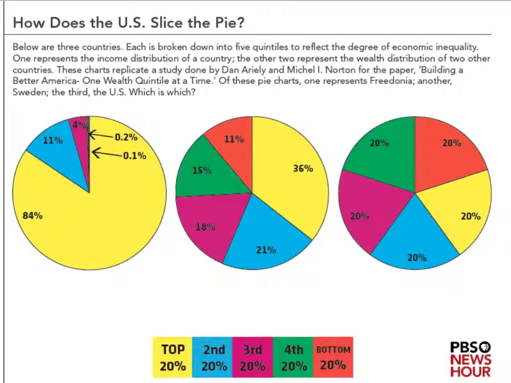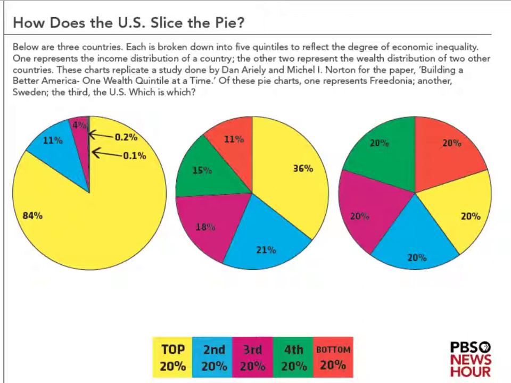So this is an interesting way to think about income inequality. We talk a lot about an economic pie in economics and making the pie bigger. Here's a more literal interpretation of that. So each one of these colors in these pies represents a quintile of the population.